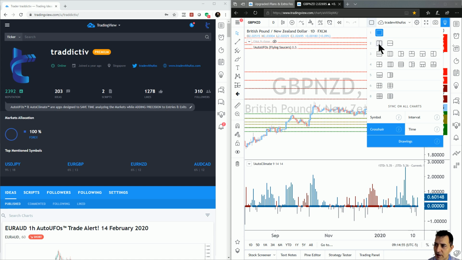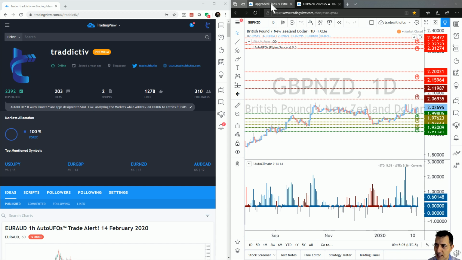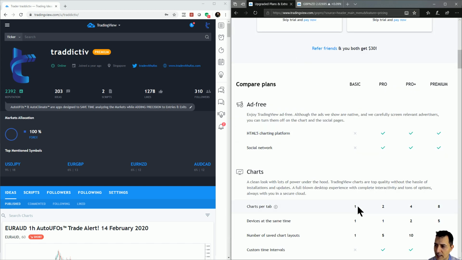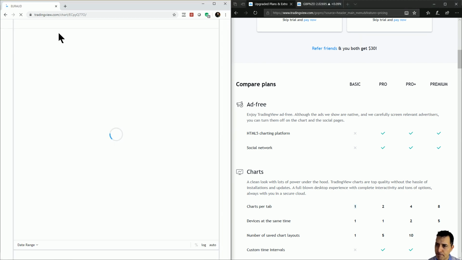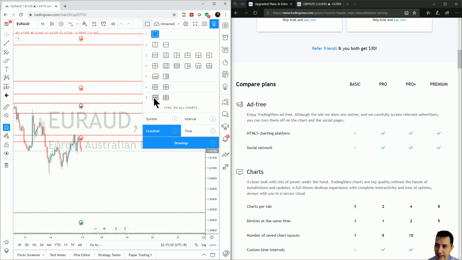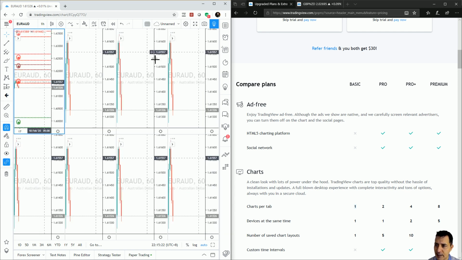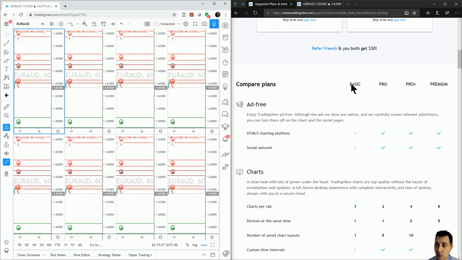But notice that even if I click 2, okay, then I'm gonna get this message that says, hey, this is not possible. The free plans only support one chart. Okay, so this is basically what it says here, where it says basic one chart per tab. If I was to do the same with my browser on the left, which is, remember, I'm logged in as Tradictive, which is premium, and I was to pick 8, for example, then next thing you know, it's loading 8 charts, as you can see, which is something I cannot do on the right with the basic plan.